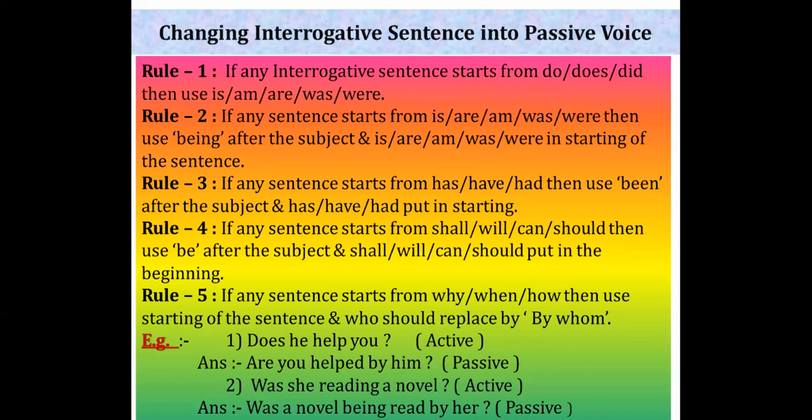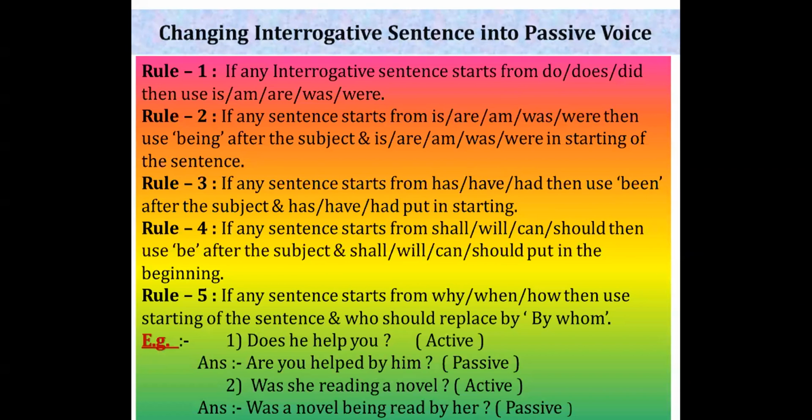What is the fifth rule? If any sentence starts from why, when, how, then at the starting of the sentence we have to use by whom.